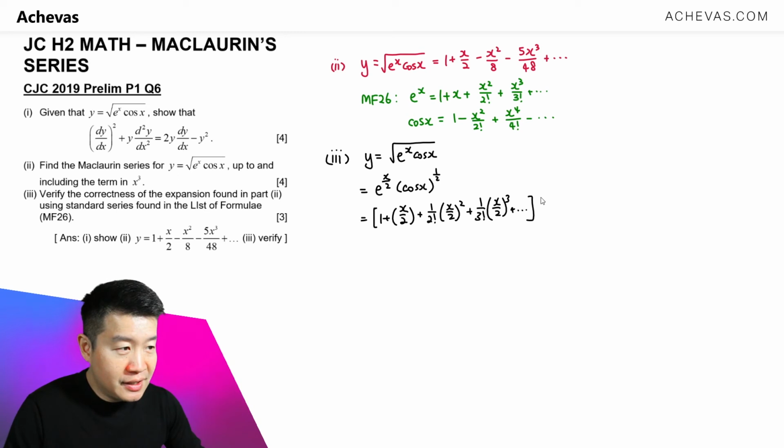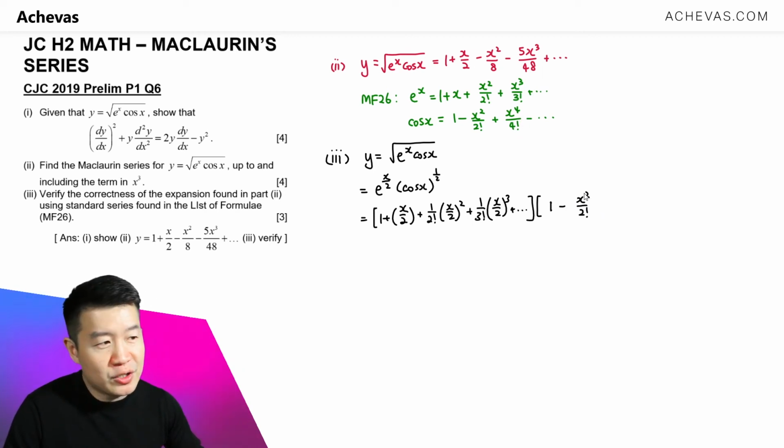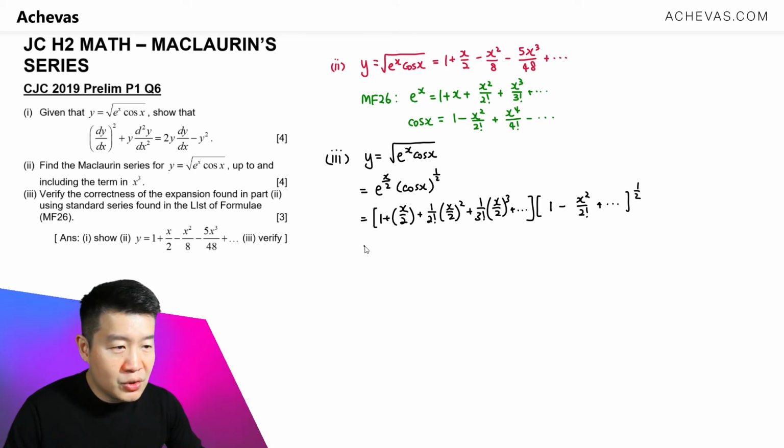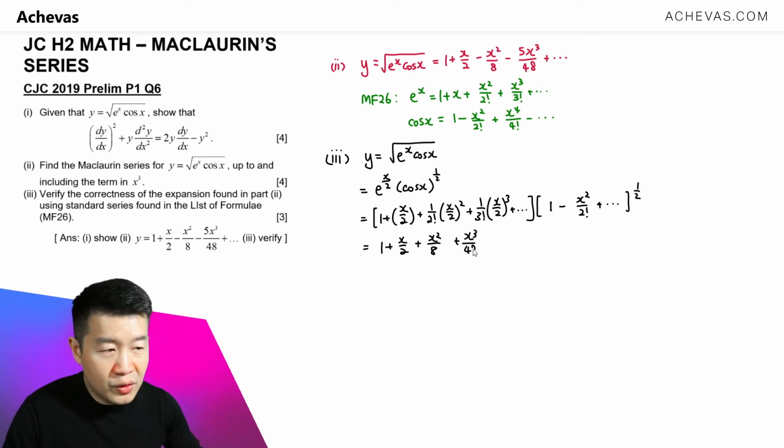Now let's look at cosine. So for this cosine here, if I would apply this, I will have a 1 minus x squared over 2 factorial, and the other term is going to be x to the power of 4, so I'm going to be neglecting it. So plus dot dot dot. So this to the power of half. So this is going to be equal to 1 plus x over 2 plus this is x squared over 8. Then this is going to be x to the power of 3 over 48, and so on. So this will be the simplified version of the first term.